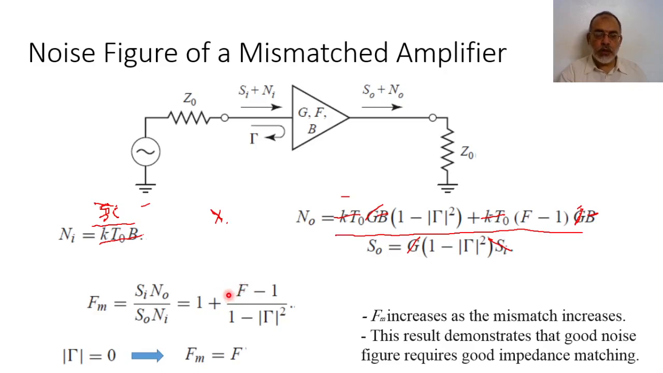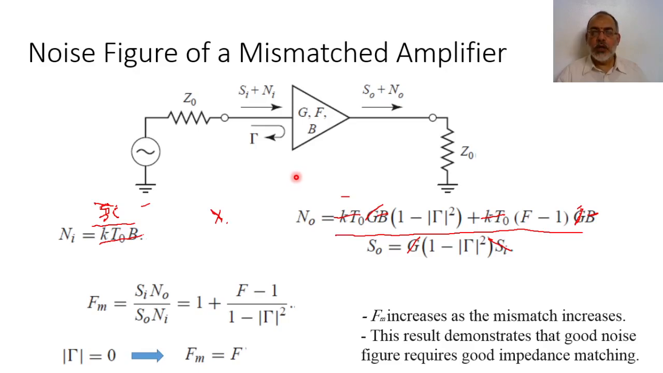So we have something, for example, x multiplied by F minus 1, and x here is greater than unity. This means that the value of the noise figure for the mismatched amplifier is greater than the value of the noise figure of the same amplifier when it is matched. So F m increases as the mismatch increases, as the value of gamma increases, the mismatched noise figure increases. So this result demonstrates that to obtain good noise figure, it is required to reduce the reflection coefficient or improve the matching. As a limit case, if the value of gamma is 0, this would be 1 plus F minus 1. So the noise figure would be simply the noise figure of the original amplifier. Or in other words, the noise figure for the mismatched amplifier is always greater than the noise figure of the original amplifier.